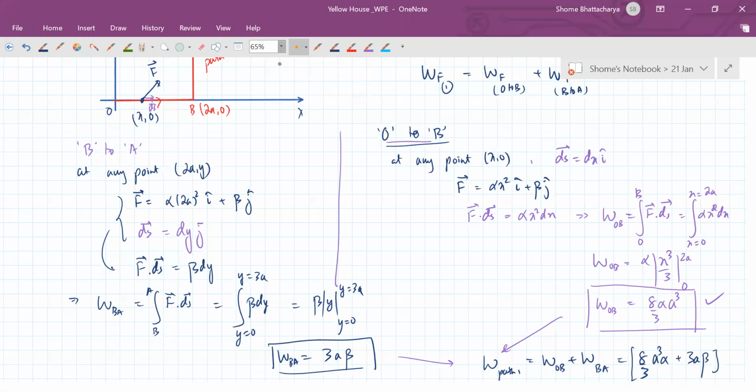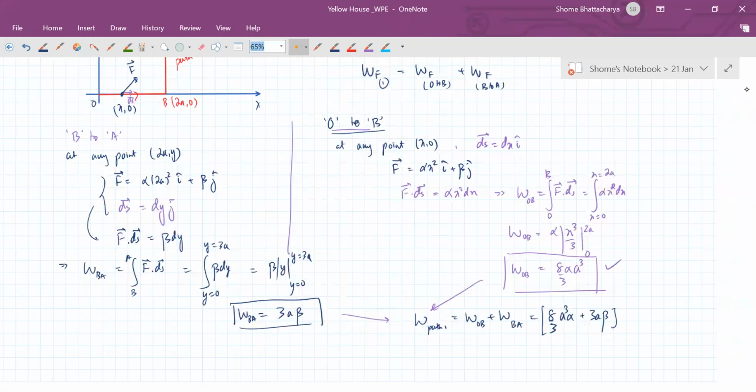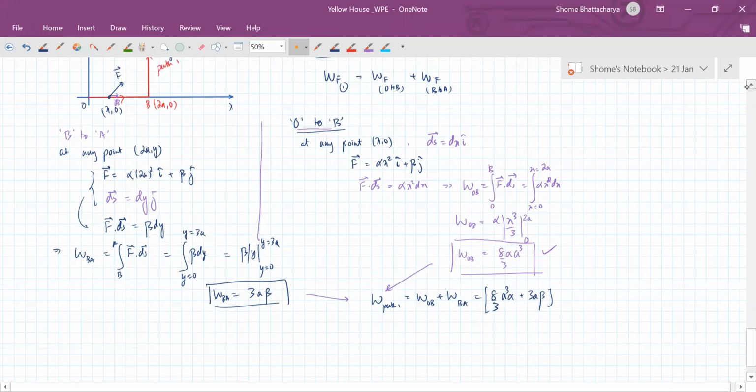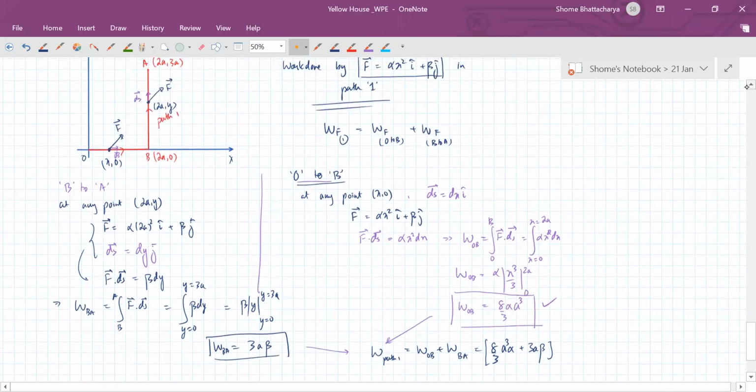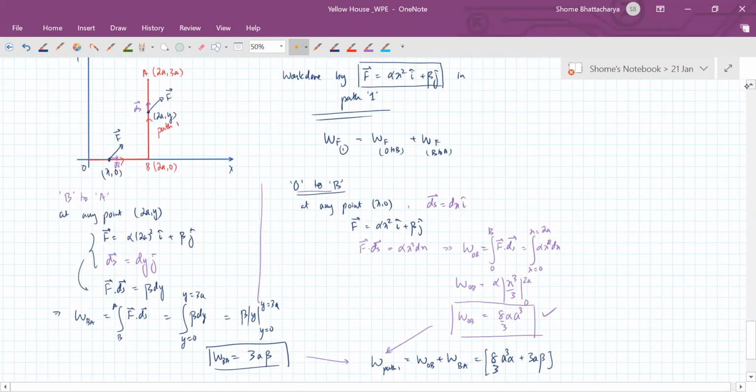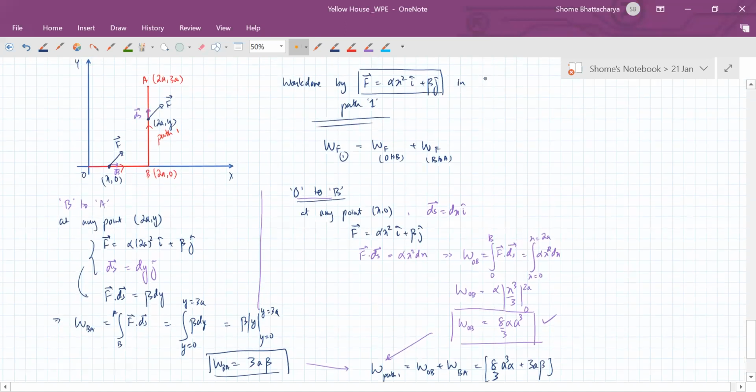Okay, so I'm just summarizing this, go through this once. See, step by step, everything is explained here. Just go through it, you'll understand. So at any general point, the force is given by this. So for path 1, I'm dividing it into two subsections. First, the horizontal displacement from O to B, then the vertical displacement from B to A.